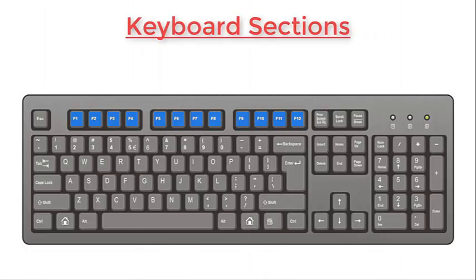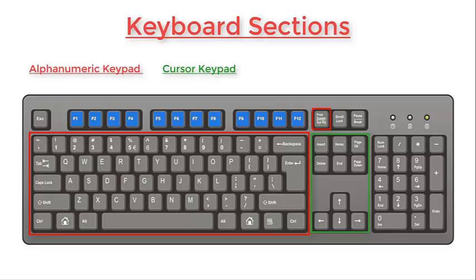Let's explore the keyboard. The keyboard is divided into 4 sections. The alphanumeric keypad contains the alphabet and numbers as well as the special key, print screen. It is very similar to the standard typewriter keyboard. The cursor keypad contains the arrow keys and some special keys. The arrow keys allow you to move the cursor between letters, words, sentences, and paragraphs.